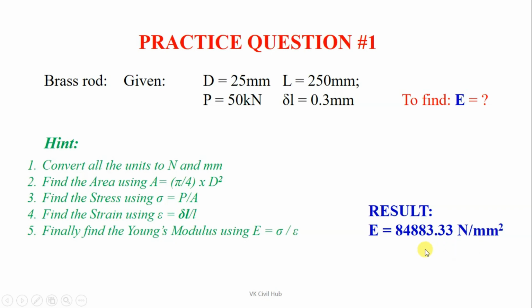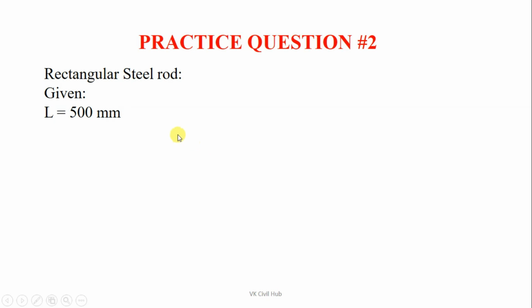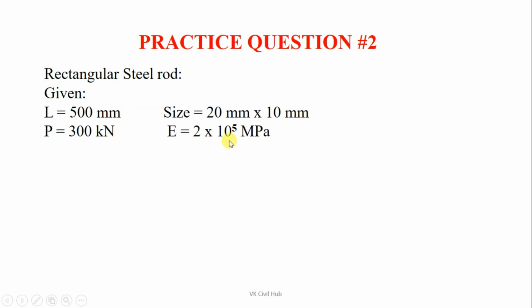So this is for you guys to work out as a practice. The second practice question is, it's a rectangular steel rod. Its length is given as 500 mm and the rectangular size is 20 mm by 10 mm. The load given is 300 kilonewton. Young's modulus or modulus of elasticity capital E is given as 2 into 10 power 5 megapascal. Here also I would like to mention megapascal is equal to Newton per mm square. So the question is to find the stress sigma, strain e and the elongation of the rod delta L.